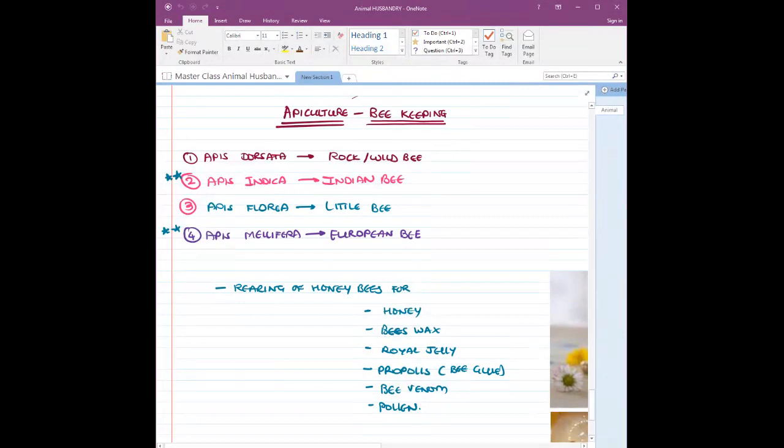What are the most common types? There are four of them. We have Apis dorsata, which is the rock bee or wild bee, Apis indica, the Indian bee, Apis florea, the little bee, and Apis mellifera, the European bee. So guys, always remember, out of these, Apis indica and Apis mellifera are the common ones seen in India as well. That is why I have highlighted and star marked them. These are the most important ones.